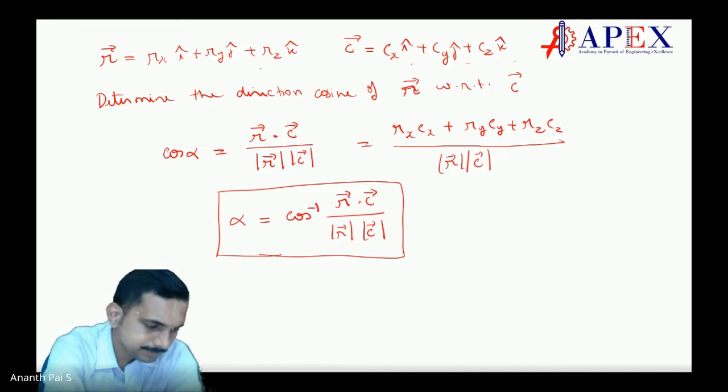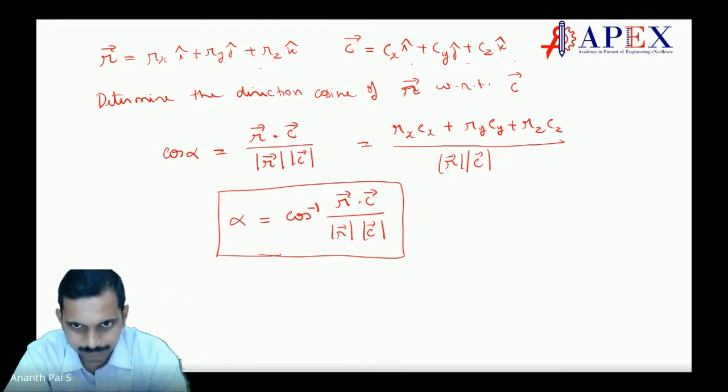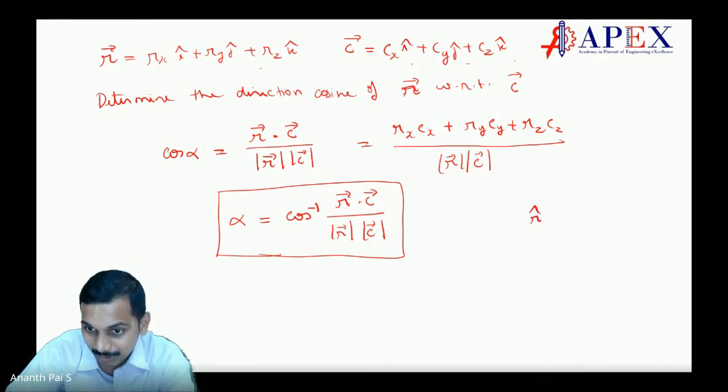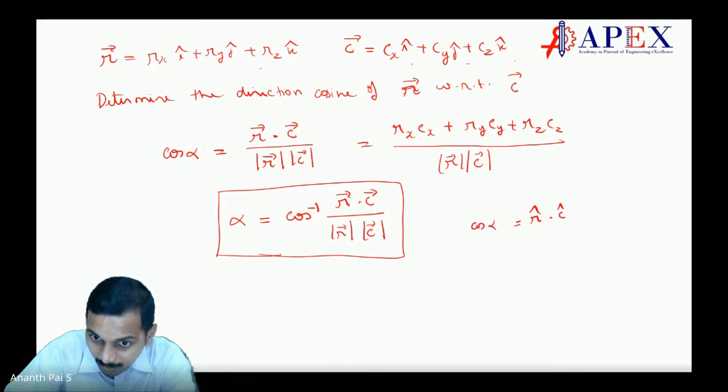Done, students? So this is nothing but the unit vector of r dot unit vector of c, right, sir? Exactly, cos alpha equal to. Very correct. So cosine is what? R unit vector dotted with C unit vector. That is cosine. Now come back.